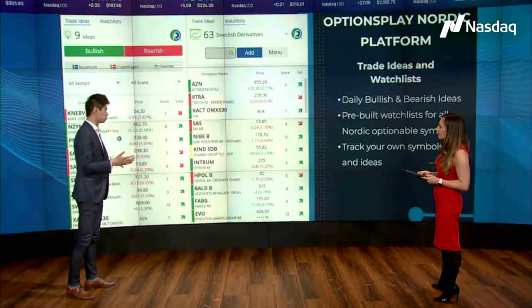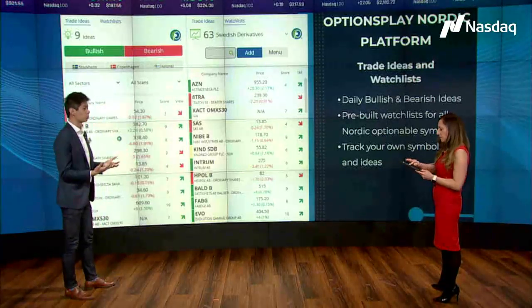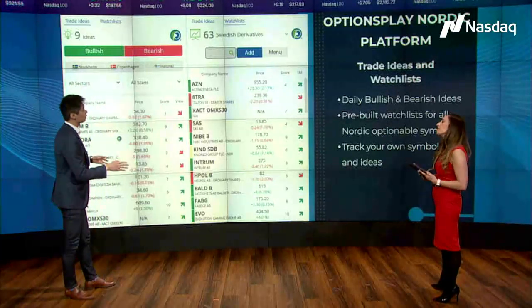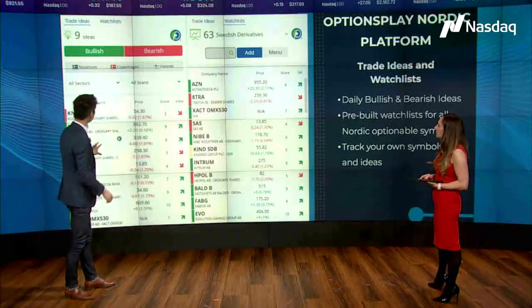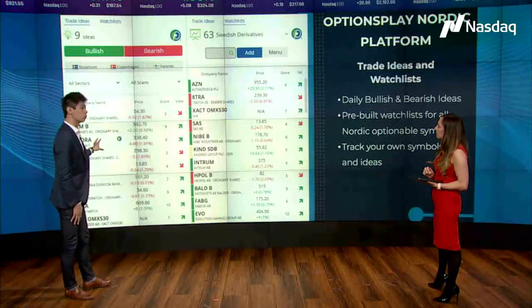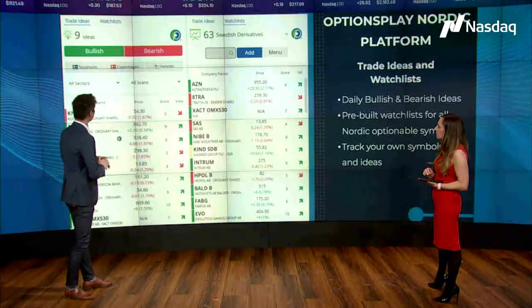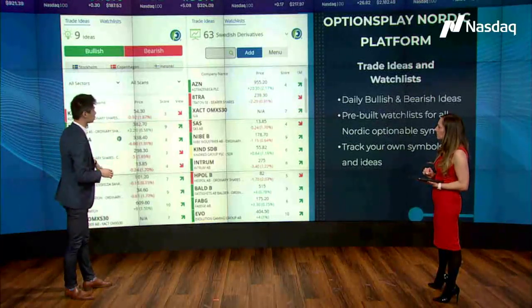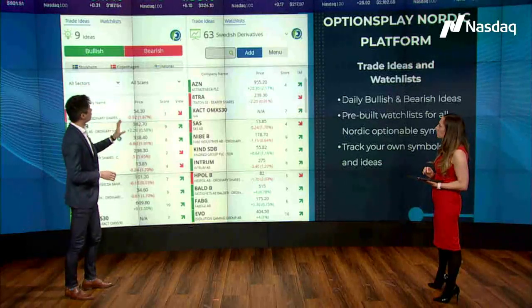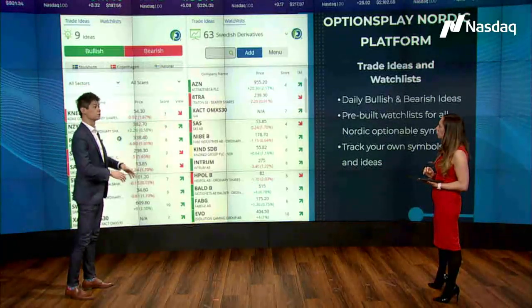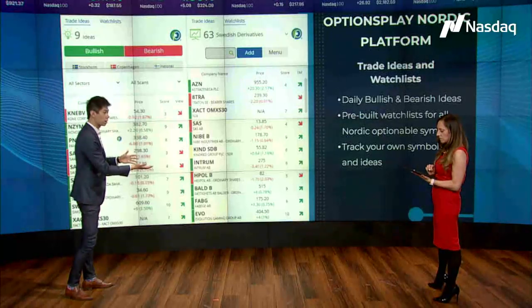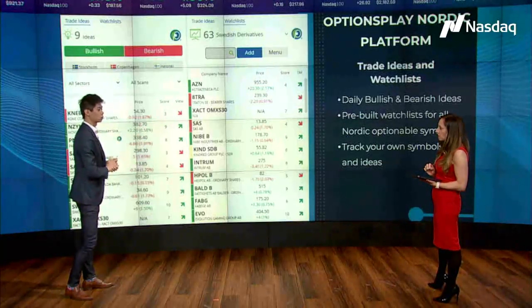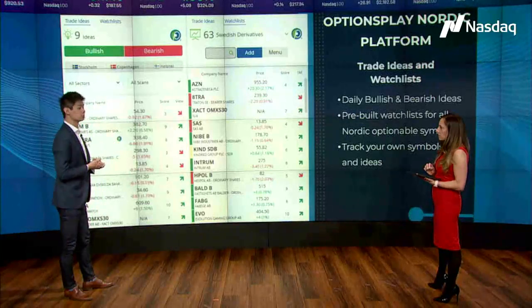So if we think about your trading day, you start your day thinking about what should I trade? What symbols do I want to pay attention to? So at the start of the OptionsPlay platform is really our trade ideas and our watch list section. Our trade ideas scan the technical events for the entire Nordic market and provide bullish and bearish ideas across the whole region. And our watch lists have pre-built watch lists of all the derivatives that you can trade in the Nordics so that you can see where you can trade options, as well as create watch lists to track the symbols that you want to follow every day.